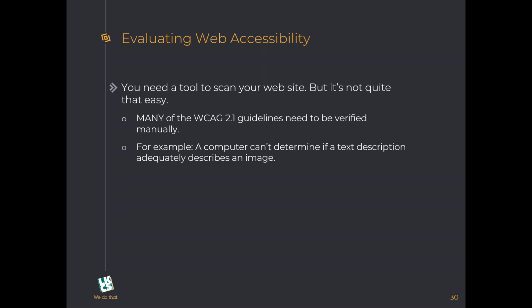A computer program can't say that this image has the correct alt text for that image. It knows there's an image, it knows there's alt text, but it doesn't know if it matches or not because that computer doesn't know what that image is, just knows it's an image. So somebody has to manually review. Yes, this does make sense.